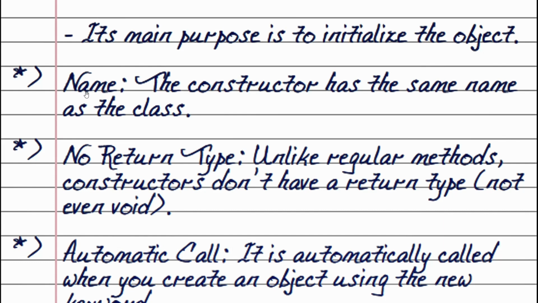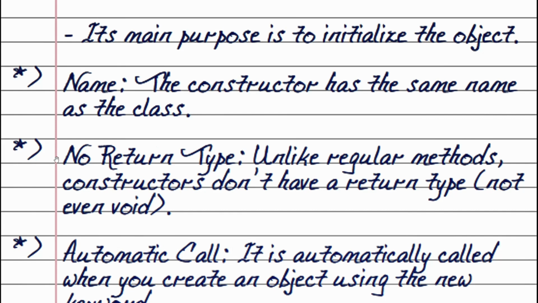So the first point is name. The constructor has the same name as the class name. As I said in the first point, the constructor has the same name as the class name.